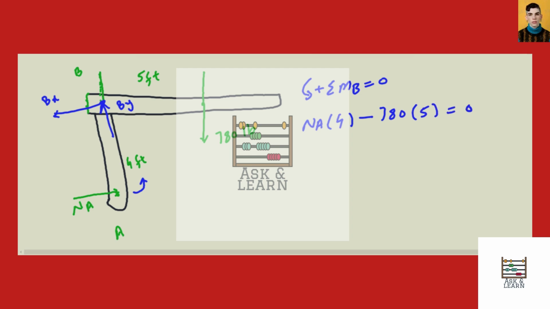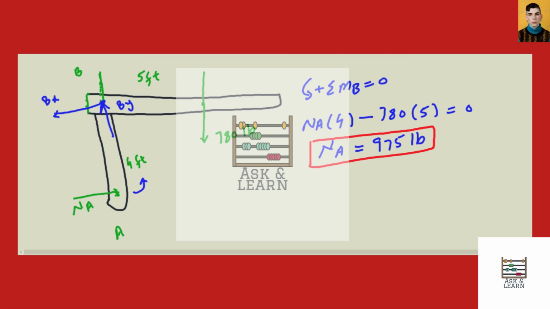And after calculation, we have found that the normal force at A is equal to 975 pounds. So this is the NA reaction force. And we also need to find this By reaction force.